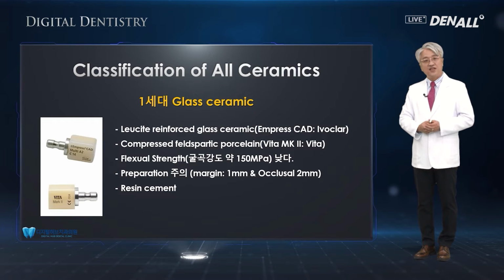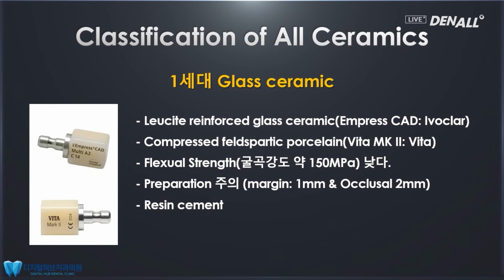Now, all ceramics could also be divided by generations. And let's see what materials are used. In the first generation, glass ceramic, lucite reinforced glass ceramic, or you could also have a Mach 2. So aesthetically, they are very good. So on the anterior side or aesthetic dentistry, this was very popular. It's been a while since it was first developed, and it's also still very popular.